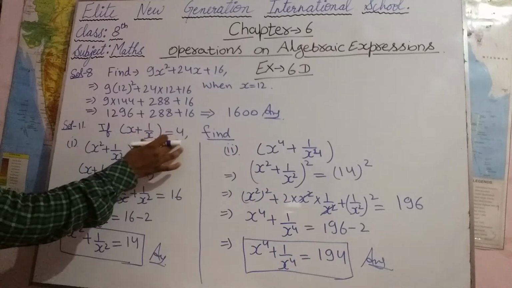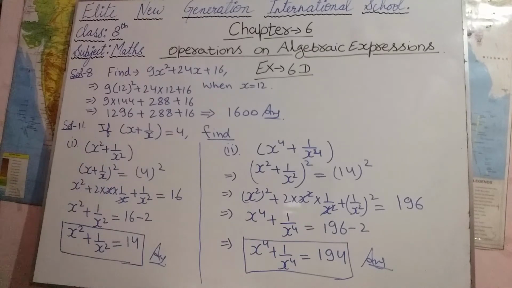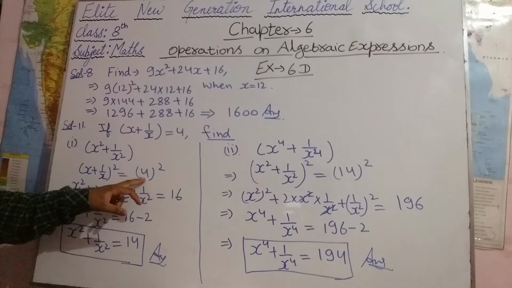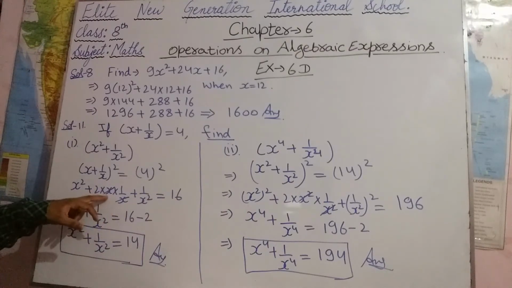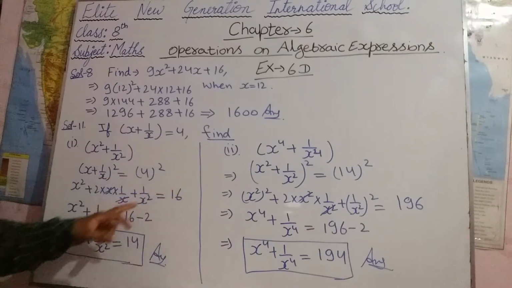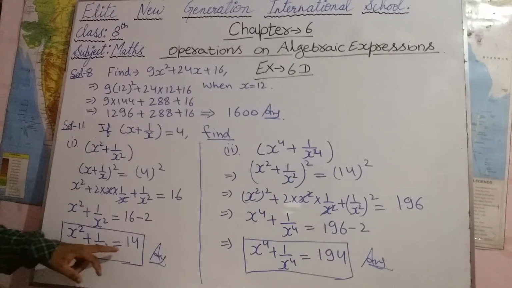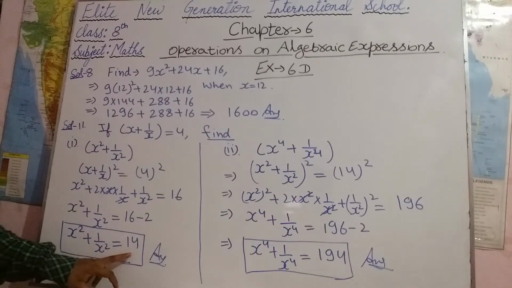When we do squaring of this, it will become (x + 1/x) whole square equals 4 whole square. By solving it with the formula (a + b) whole square, it will become x square plus 2 into x into 1/x plus 1/x square equals 4 square, which will be 16. So here x square plus this x will be cancelled. First of all we can write 1/x and here 2 will remain. So 2 will go this side and it will be subtracted from 16. So it will become x square plus 1/x square equals 14. So the value of x square plus 1/x square equals 14. So it will be the answer.